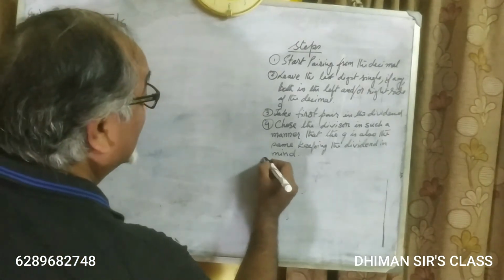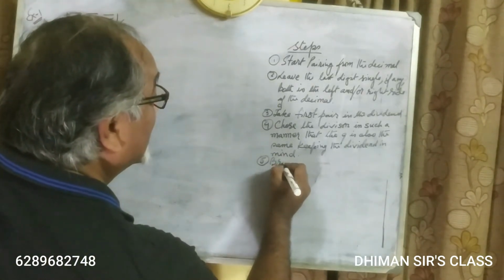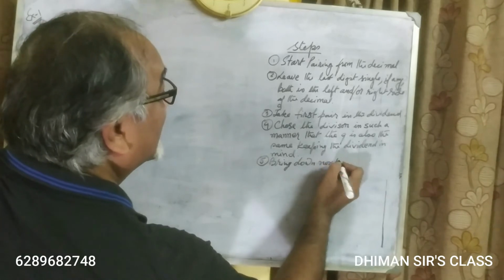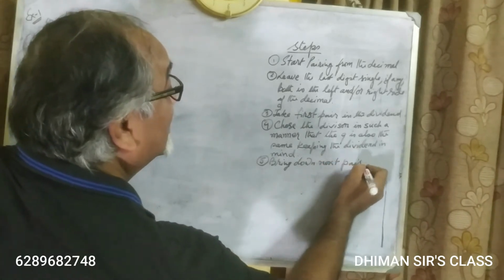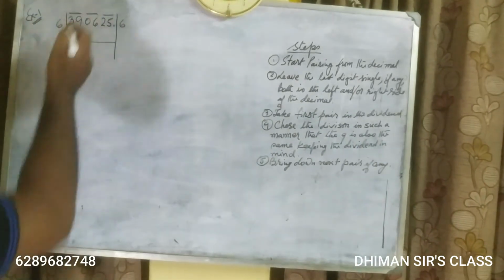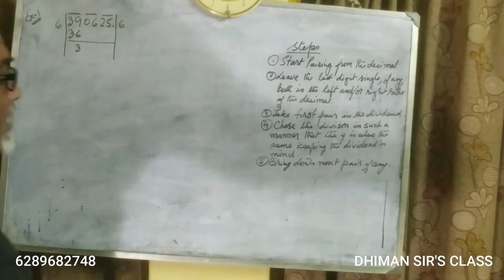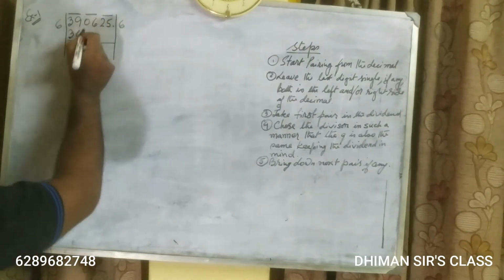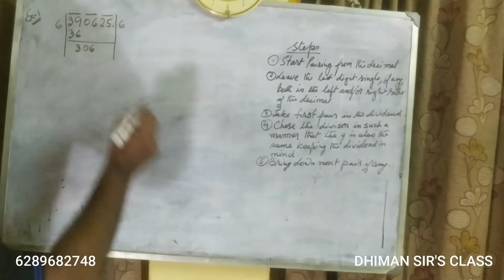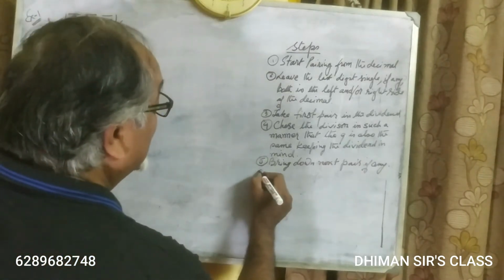Now step 5: bring down the next pair, if any. If there is any next pair, then bring it down. If not, that will be a different question, which through an example we will come to know. Now there is another pair which we can bring down: 06 can be brought down. Now 306 is there.